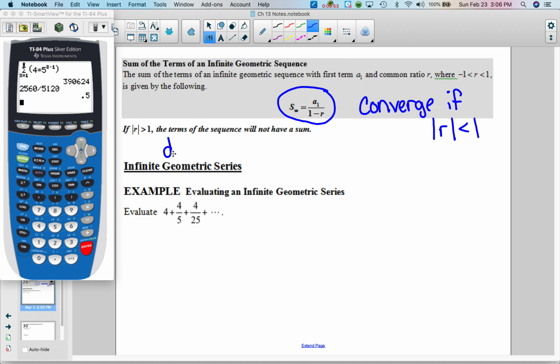So we would say that this diverges, which means it does not converge to a sum. So for example, here we have an infinite geometric series, and it would keep going.